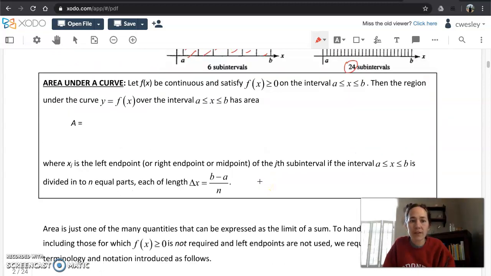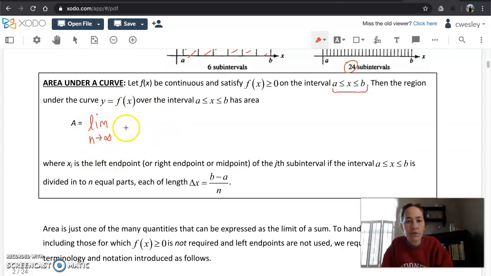So let's put some calculus into this. Let f of x be continuous, there's no breaks in it, and it's above the x-axis on an interval from x equals a to x equals b. The way we can write the region under the curve's area is the limit as n, the number of subintervals, goes to positive infinity of, now think of what we did on the last page.